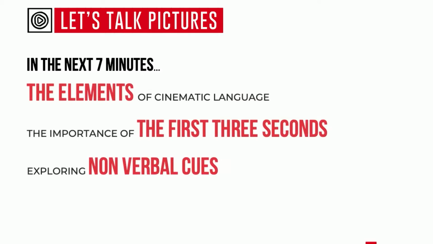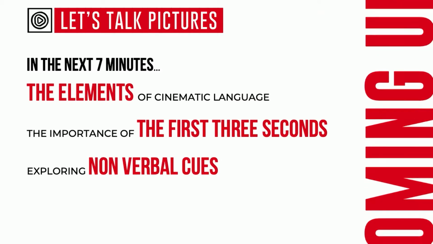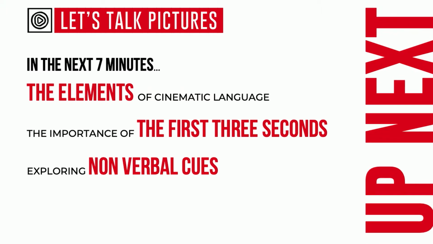As we get started, we're going to talk pictures, the elements that are involved in cinematic language, those first 3 seconds, and then we're going to explore those cues that I was talking about. So let's start by talking pictures here.